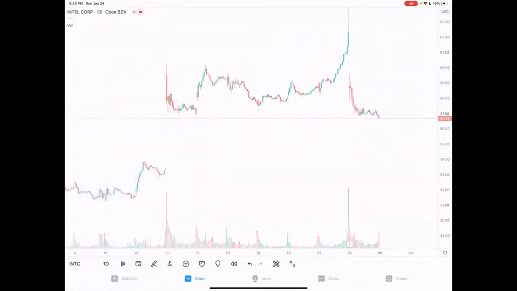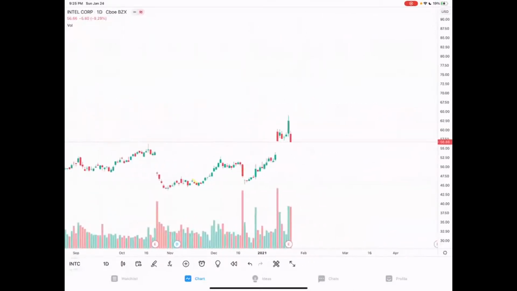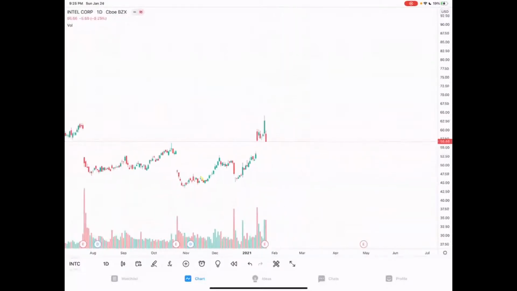Oh yeah, that's what I'm looking for. Intel, damn, earnings and fake news. It's so funny. This actually might just go straight back down to the gap fill. This stock is such a joke.